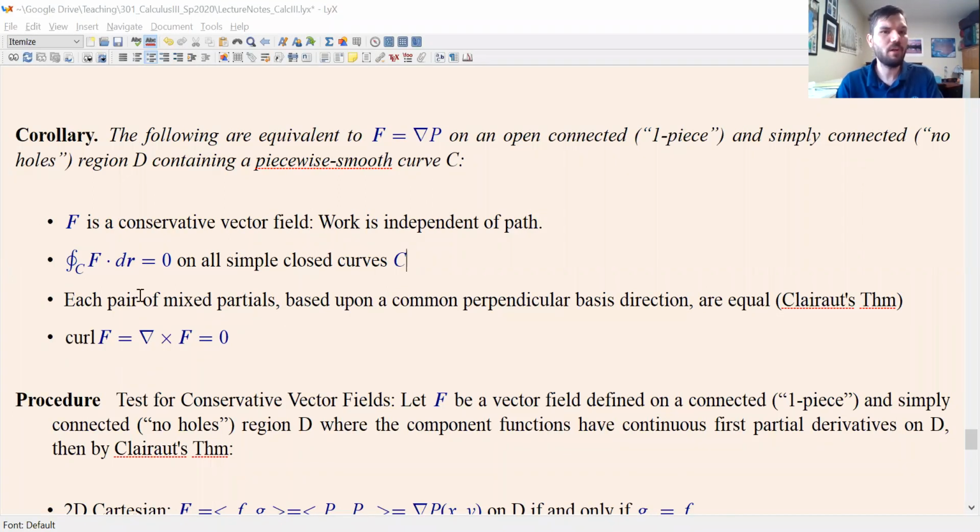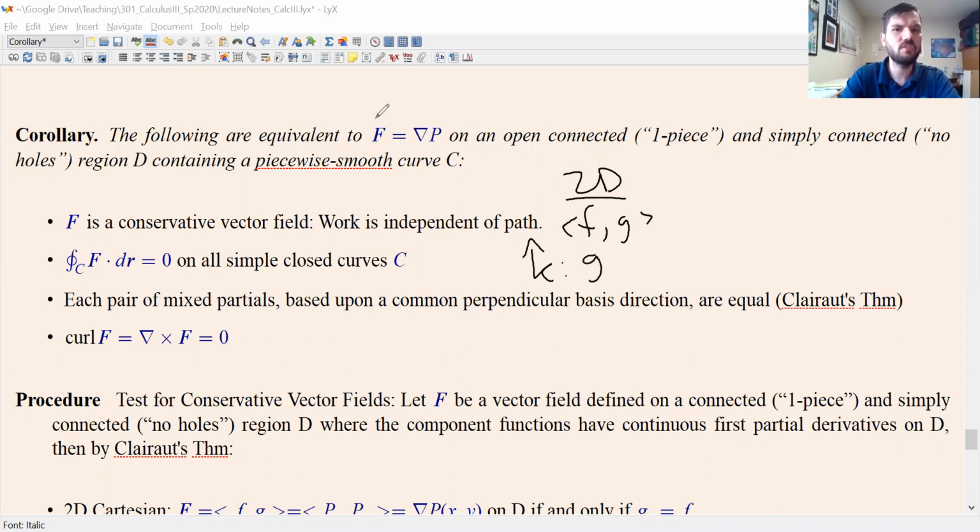Third, each pair of mixed partials based upon a common perpendicular basis direction are equal by Clairaut's theorem. Now this is interesting. We don't see this idea doing too much in 2 dimensions, but in 2D we just have F and G, and the perpendicular direction that's common to them is k hat. So the partial of G, the Y component, in terms of X is equal to the partial of F in terms of Y. Mixed partial means you're taking the other derivative of each component: the X derivative of the Y component, G, and the Y derivative of the X component, F.